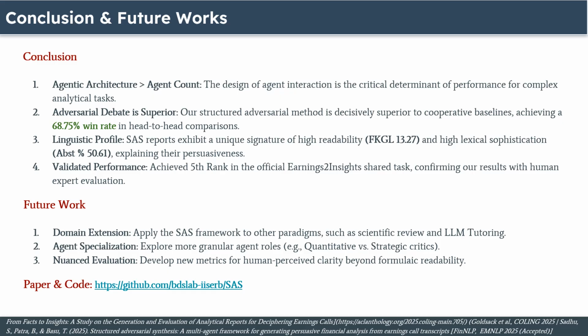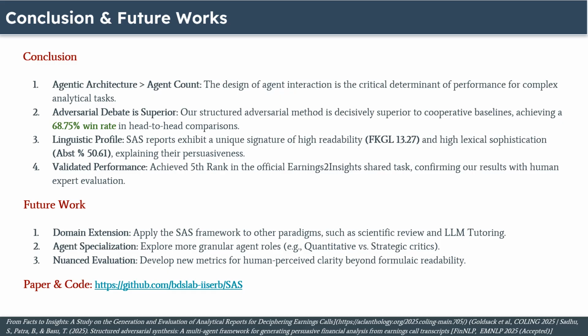In conclusion, our work has led to 4 key takeaways. First, we have shown that agentic architecture is more important than just agent count. The design of interaction is the critical determinant of performance. Second, our central claim is validated. Adversarial debate is decisively superior to cooperative baselines for this task, achieving a 68.75% win rate in head-to-head comparisons. Third, we identified a unique linguistic profile for our SAS reports, high readability and high lexical sophistication, which we argue is a key driver of their persuasiveness.